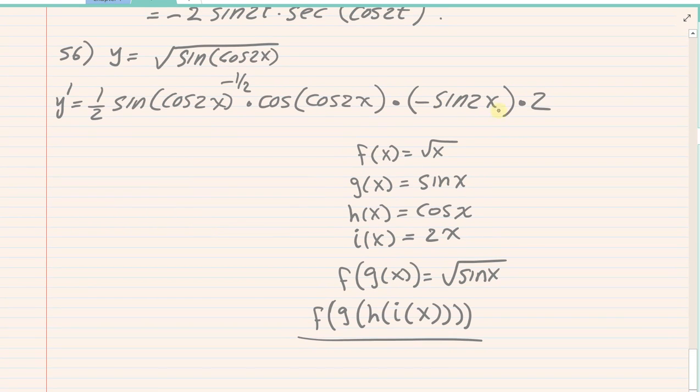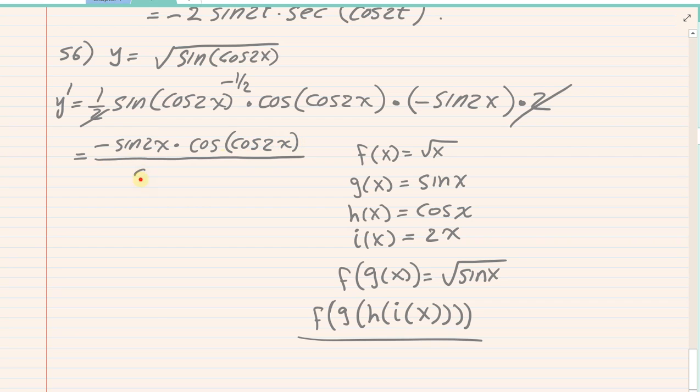So how am I going to simplify? The 2 and the half cross out. In the numerator, I'm going to have negative sine 2x times cosine of cosine 2x, all of that divided by sine of cosine 2x to the 1/2, which we write as a square root. That's just to make it look like the original problem. Because they gave us a square root, we're going to give them back the square root.